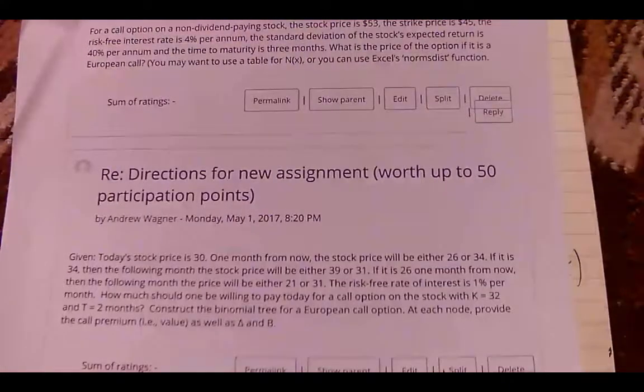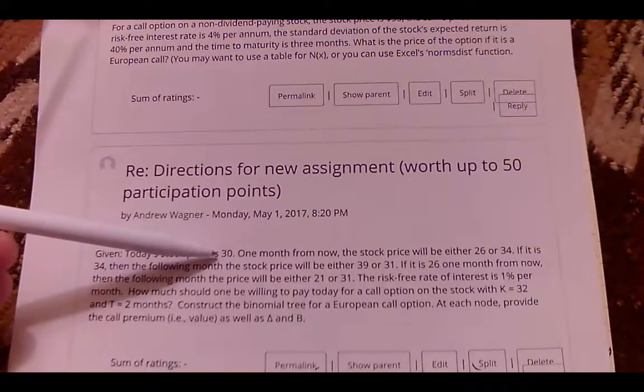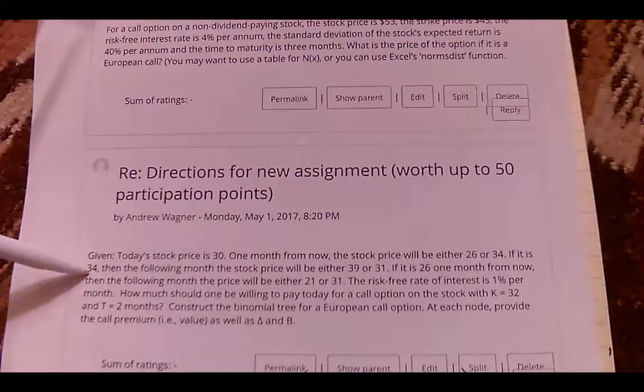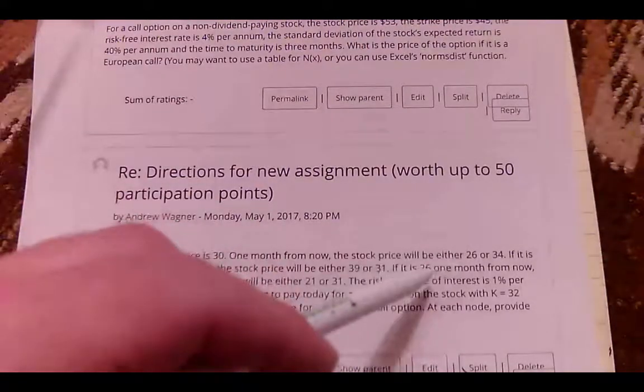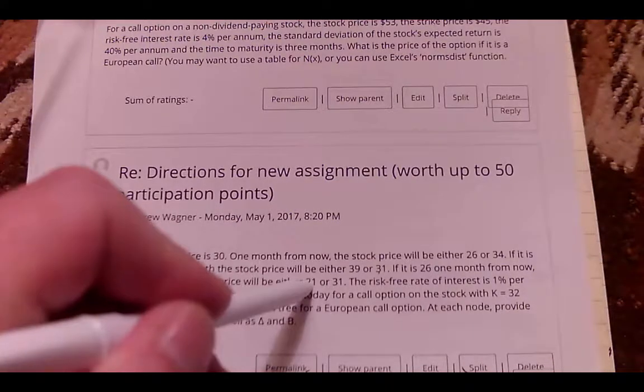Okay, in this problem, we're given the distribution of potential stock prices. It's a binomial option pricing model. Today's stock price is 30. One month from now, it will go up to 34 or down to 26. If it goes up to 34, then the following month it will be 39 or 31. If it goes down to 26 after 1 month, then the following month it will be either 21 or 31.